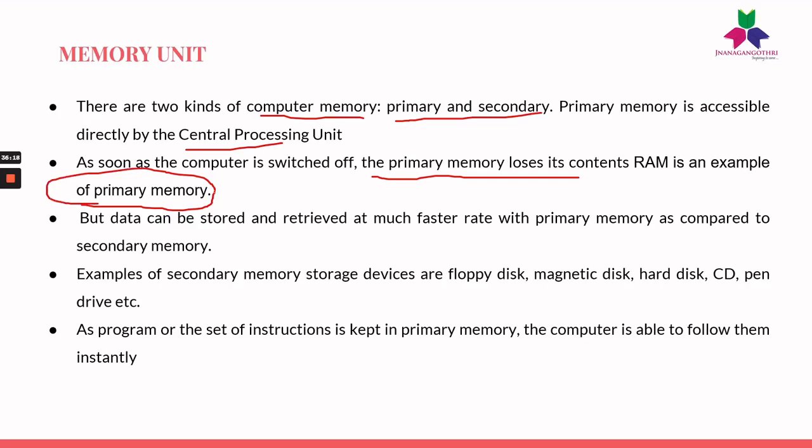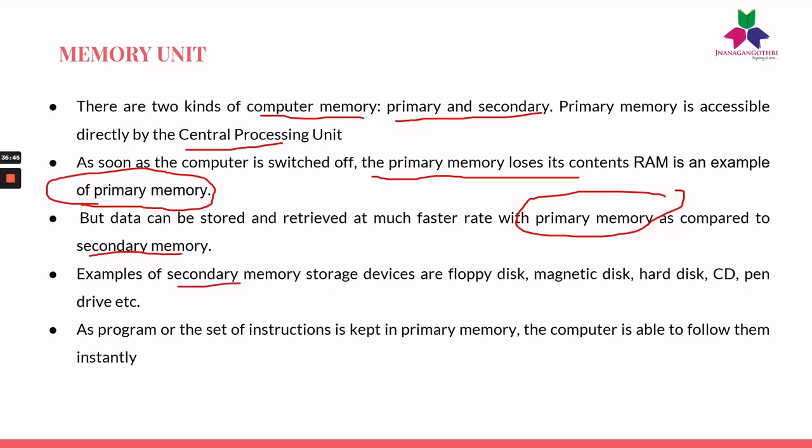But in case the user needs to store data that can be retrieved at a faster rate, the primary memory is useful as compared to the secondary memory, which means the retrieving rate is much faster with the primary memory. Hence, it depends on the application whether the data needs to be stored in the primary memory or in the secondary memory.